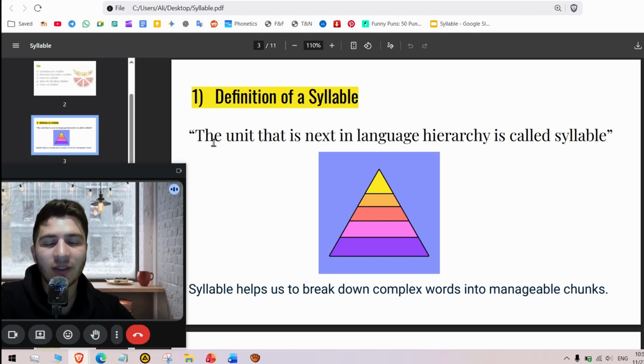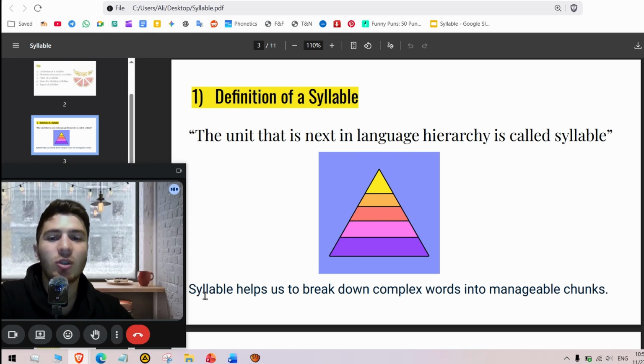The unit that is next in language hierarchy is called syllable. What we mean by this is that the unit that is first in language hierarchy is a phoneme, right? So a phoneme is the smallest unit of a language. But the unit that comes after phoneme is syllable.